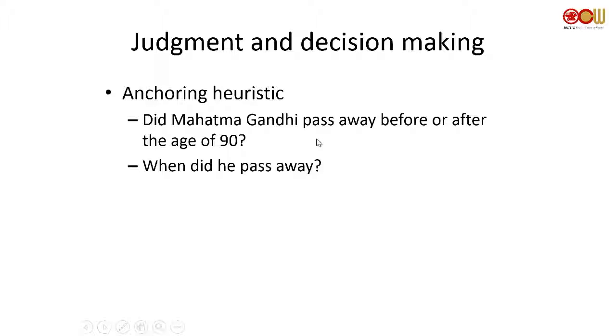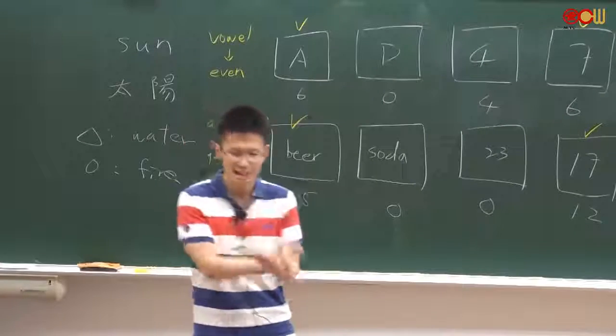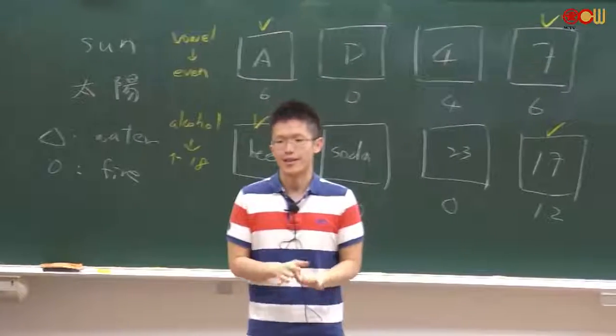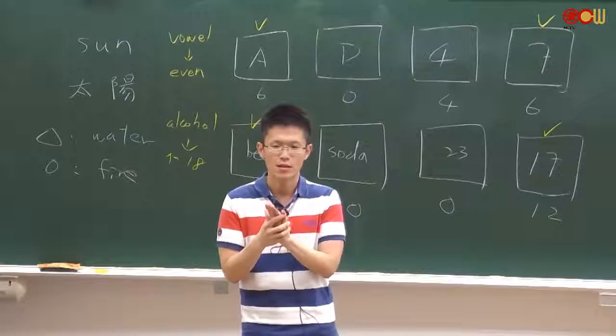So you have to answer the question before or after. This is the first question, and you write down your question on that piece of paper. After you have written down this question, the second question is, when did he pass away? When did he die? After you have written down your answers, then close your eyes. I mean for odd numbers.